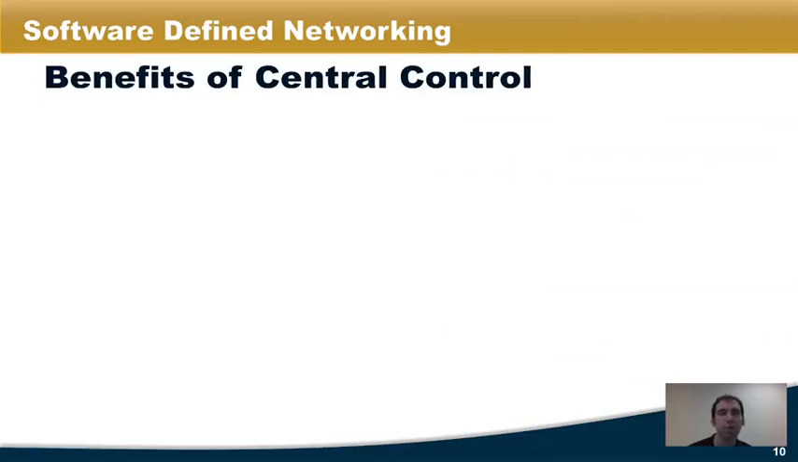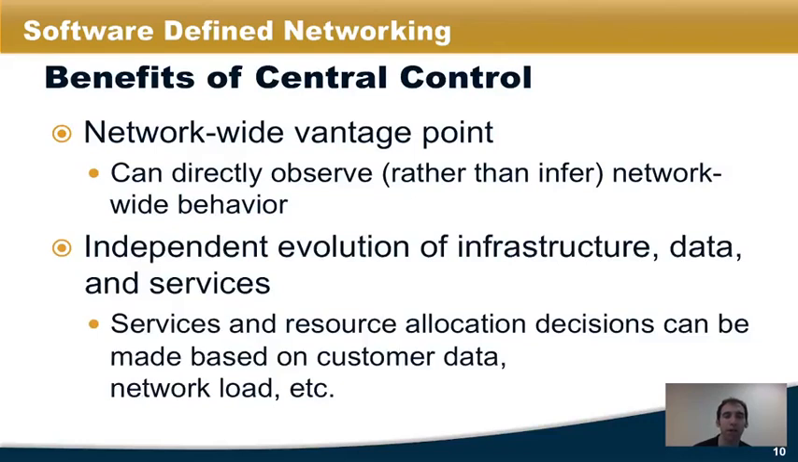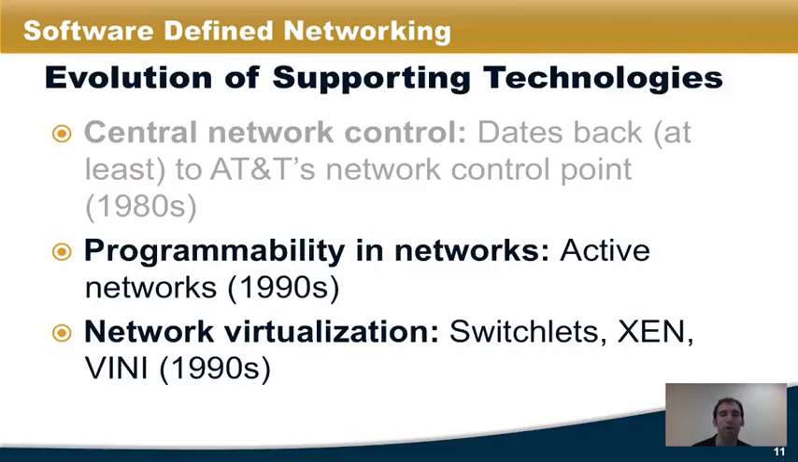So to summarize, the benefits of central control for something like the NCP in the phone network was that a single network-wide vantage point could allow operators to directly observe rather than infer network-wide behavior, and importantly, evolve the infrastructure, data, and services independently from one another. So that's a summary of some history of where central network control came from, and next we'll look at the history of programmability in networks as well as the history of network virtualization.